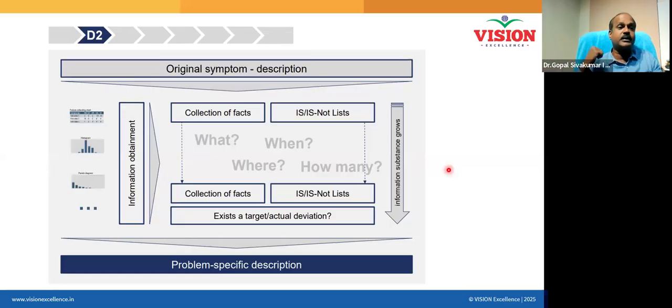Now you can write back to your customer. The customer has written a complaint. Now you can write back to the customer: Yes, sir, we acknowledge your complaint, and we have understood the nature of the problem, and we have identified the process to be investigated, and we have already formulated a team. This is the metric that we are going to improve, this is the target value, and this is the current state.